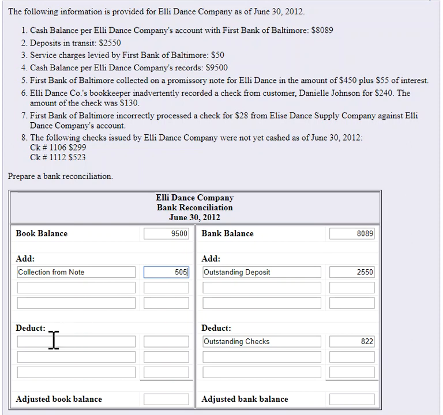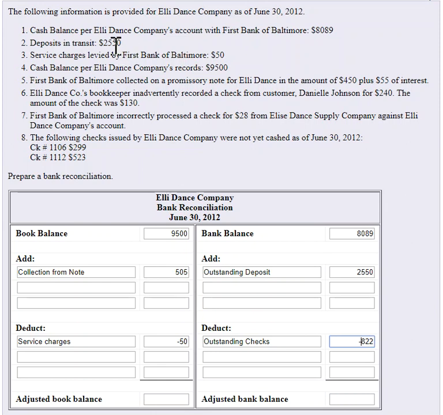Next, we have to subtract out any service charges that we may have incurred. So what service charges did we encounter here? Looks like service charges levied by First Bank of Baltimore is $50. So I'll enter that as a negative because I am subtracting that. And I also need to enter the outstanding checks over there as a negative as well. Okay, so I feel like we have the basic things.